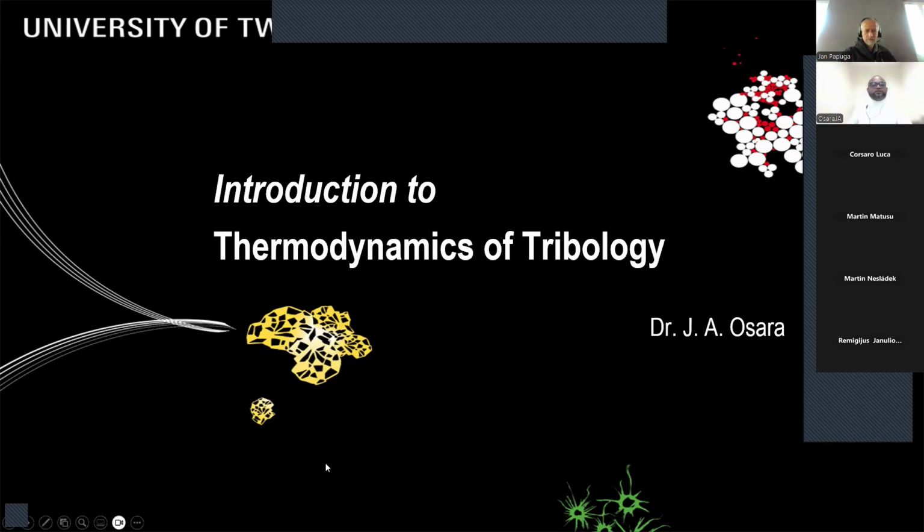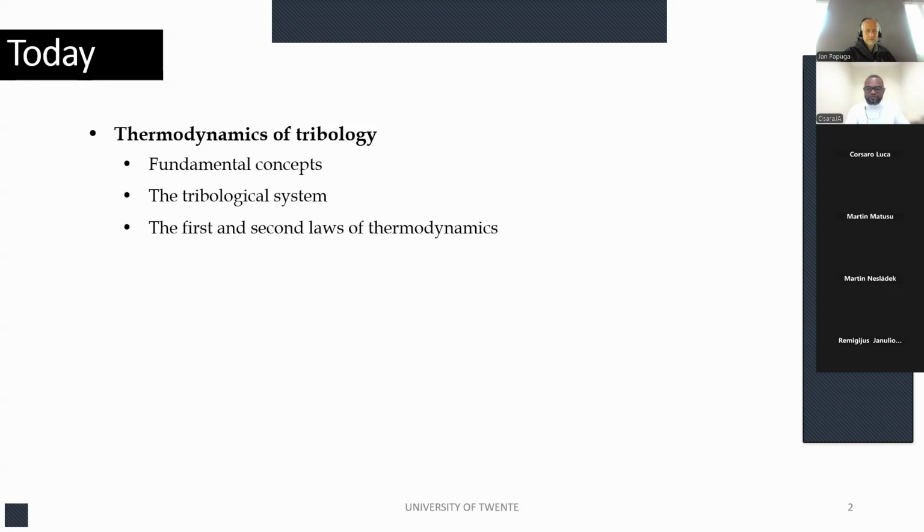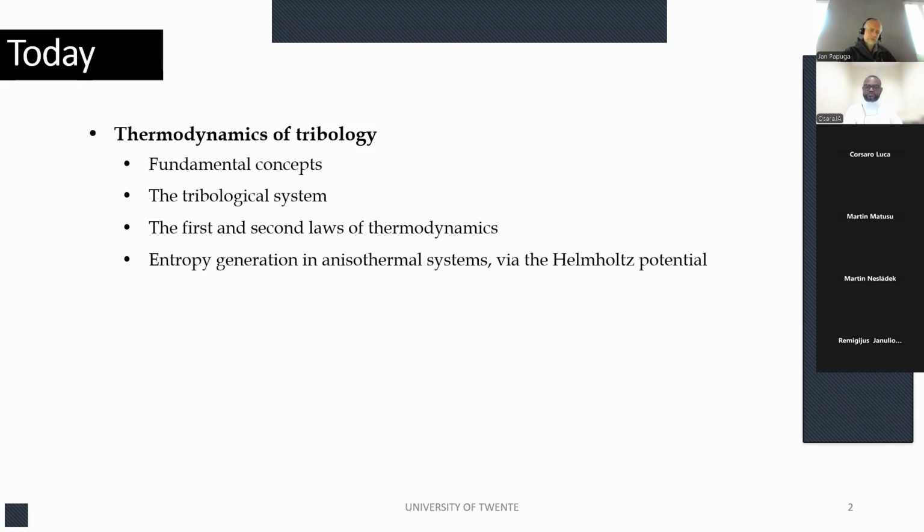I will start with looking at the outline. So I'll go over some fundamental concepts very quickly and introduce the tribological system and a review of the first and second laws of thermodynamics, introduce entropy generation for systems in which temperature is changing rapidly and significantly, and also how we would use the Helmholtz potential to characterize such systems. And then I'll introduce the DEG theorem and give some examples of example applications of these concepts.